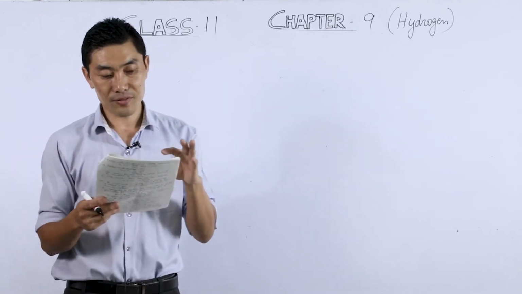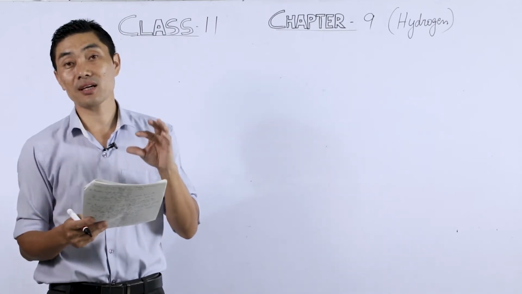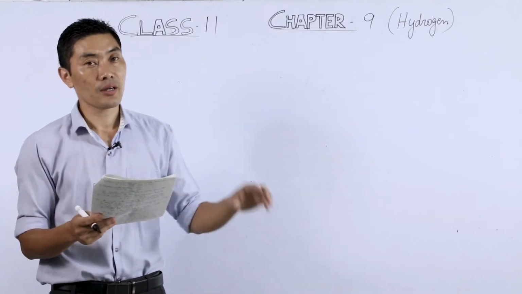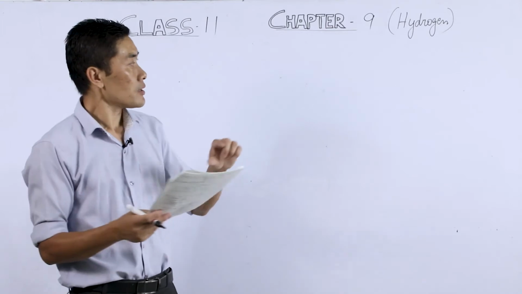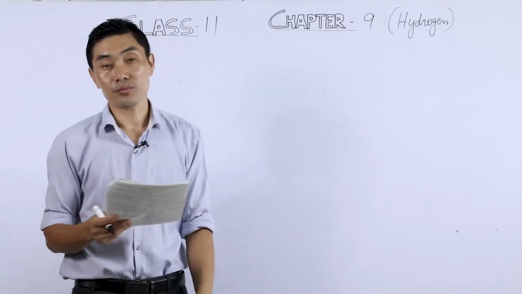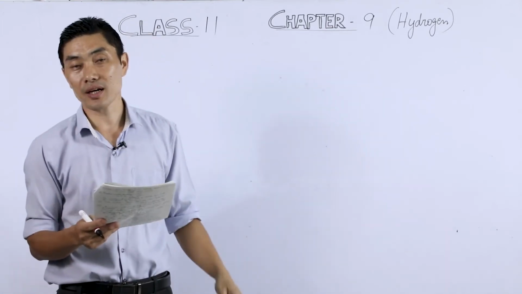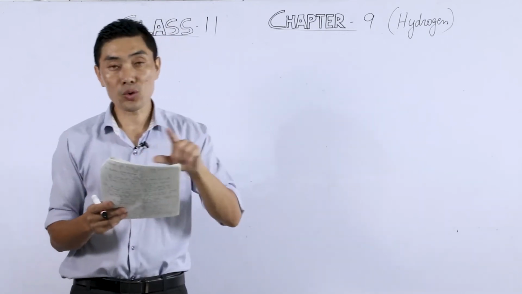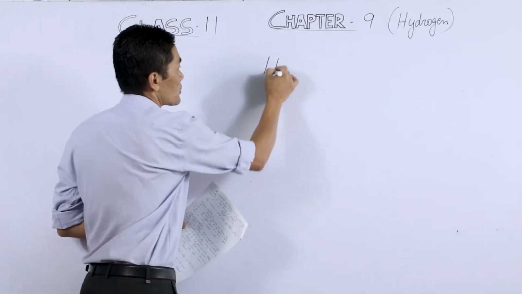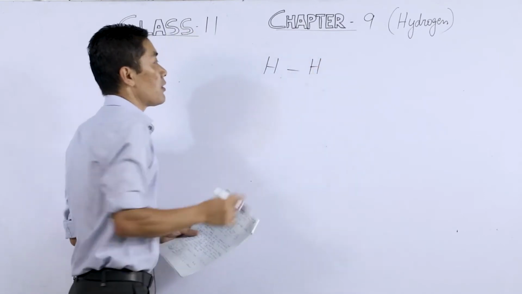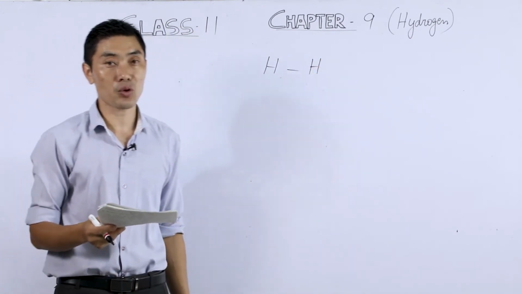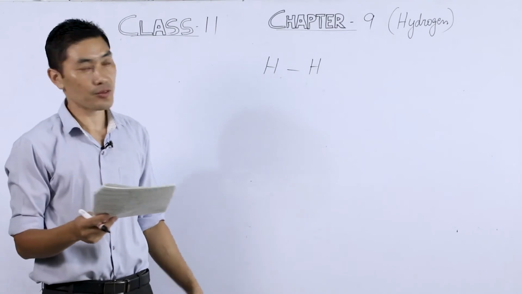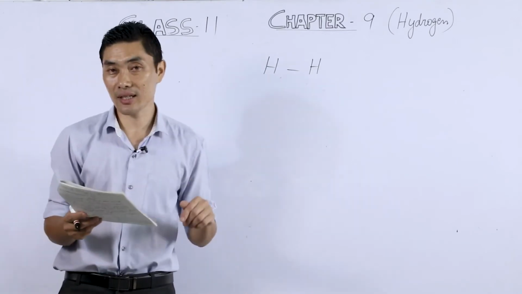If we look at the chemical properties, just as I have mentioned in the previous class, hydrogen in the molecular form is very less reactive under ordinary conditions or at room temperature because the bond between the two hydrogen atoms is very strong. It has a very high bond dissociation enthalpy and therefore hydrogen is very less reactive.